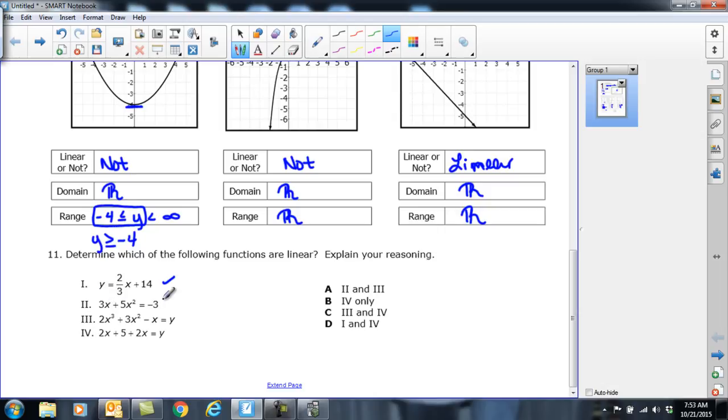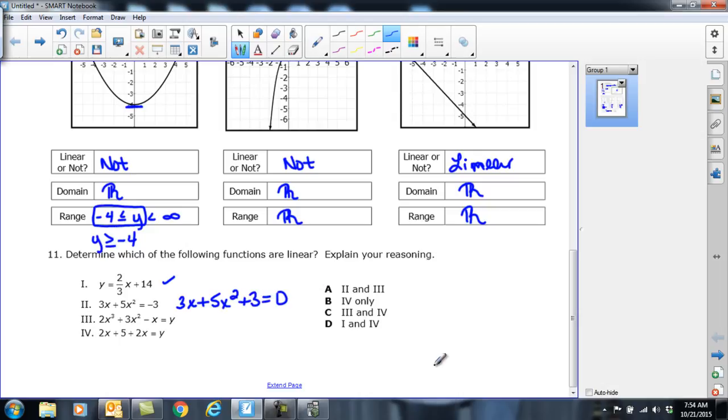Now number 2 here is a little different because number 2 doesn't equal y, it equals -3. So the first thing I need to do is get this -3 to the other side, because I need it to equal 0 or equal y, either one. But it can't equal -3. It's got to be a 0 or a y. So I'm going to add 3 to both sides. So this is really 3x plus 5x squared plus 3 is equal to 0.